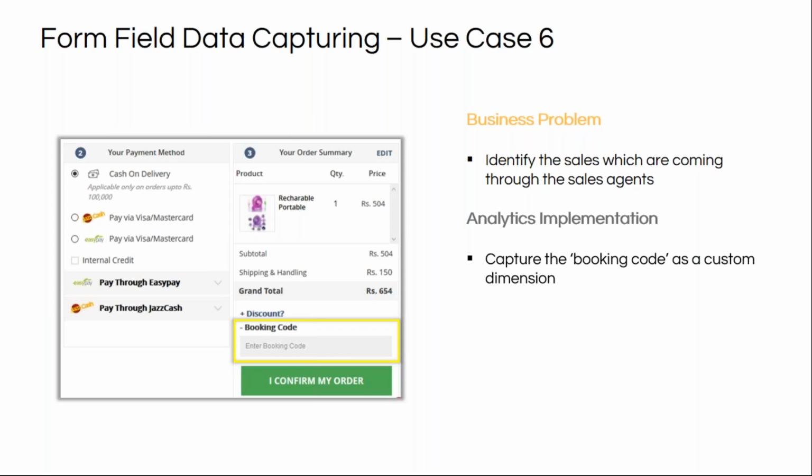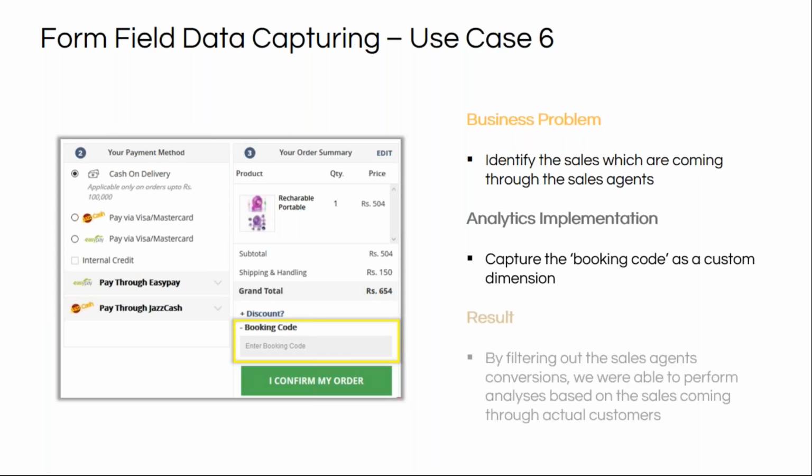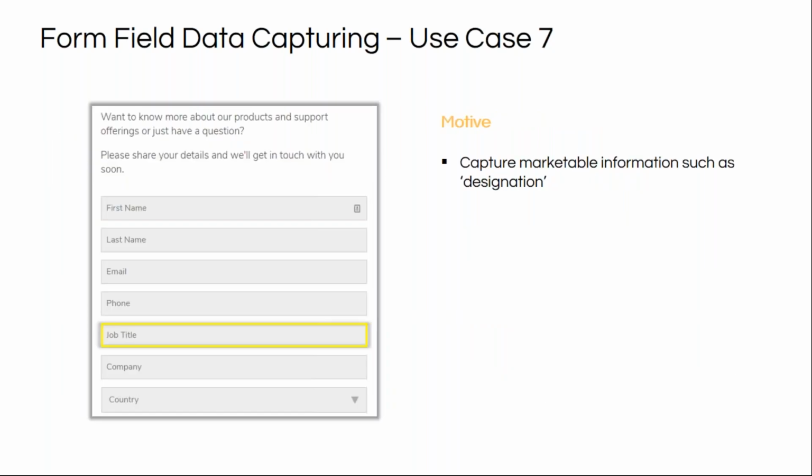In the checkout page, what we did was capture each and every booking code entered into the checkout page, and store that data as a custom dimension in analytics. So at the end, we were able to distinguish the sales coming through agents and the sales happening through real customers. We were able to analyze the data related to customers and sales agents.